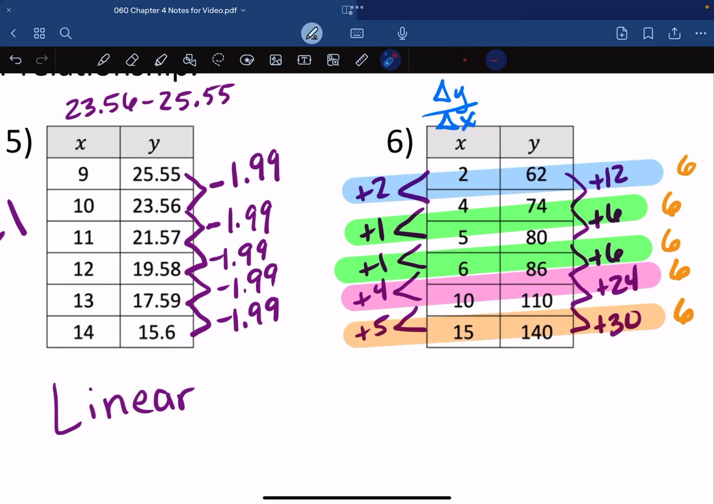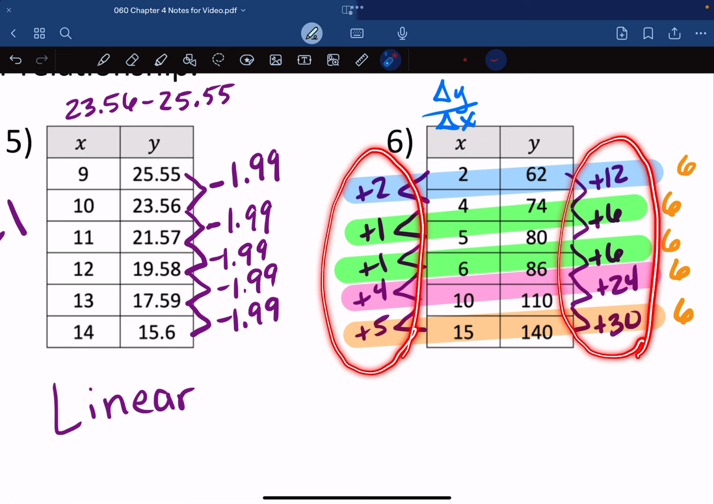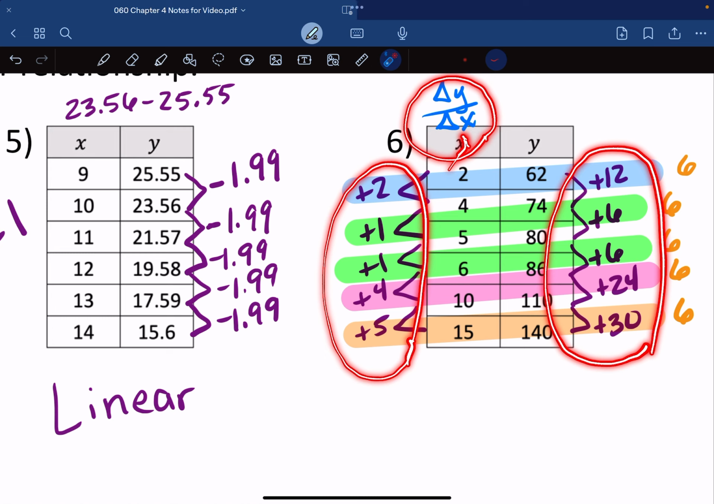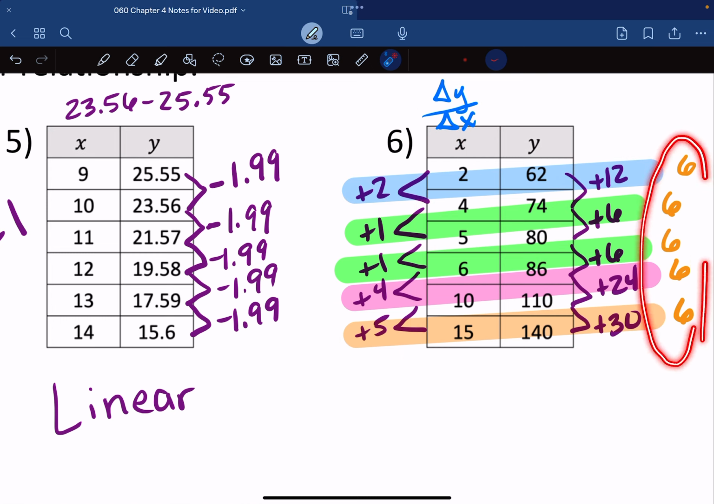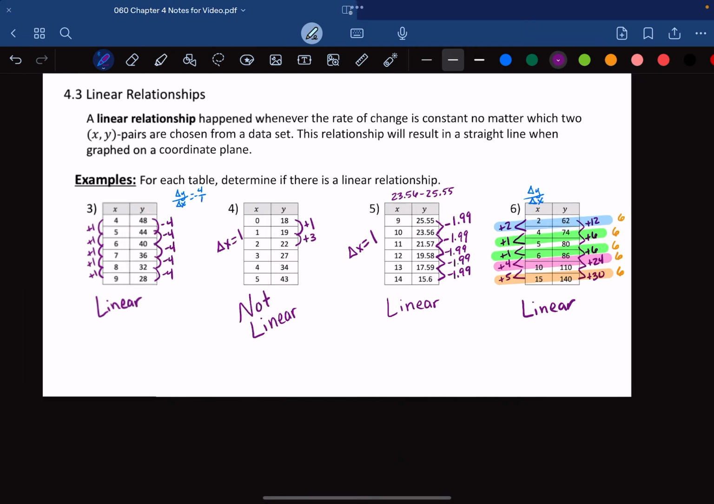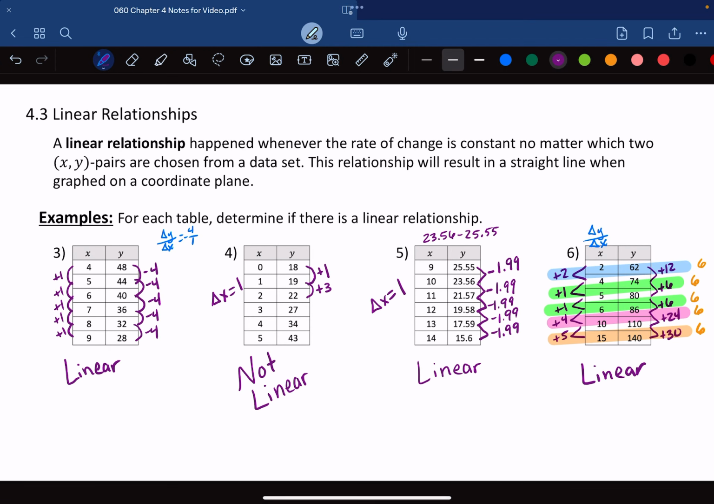So although the change in x and the change in y are all different, when we think about the rate of change, the ratio of the change in y over the change in x, their ratios, are all 6. They're all changing at the same rate, which means this is indeed linear. And that is how you find linear relations.